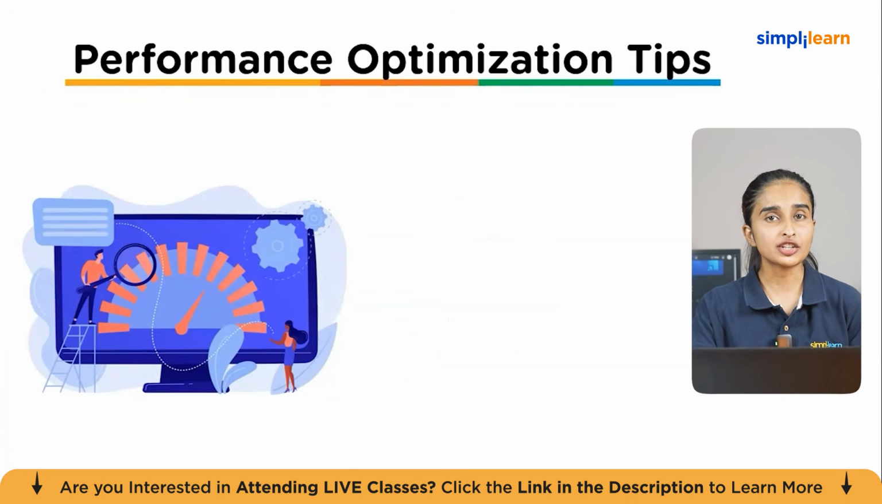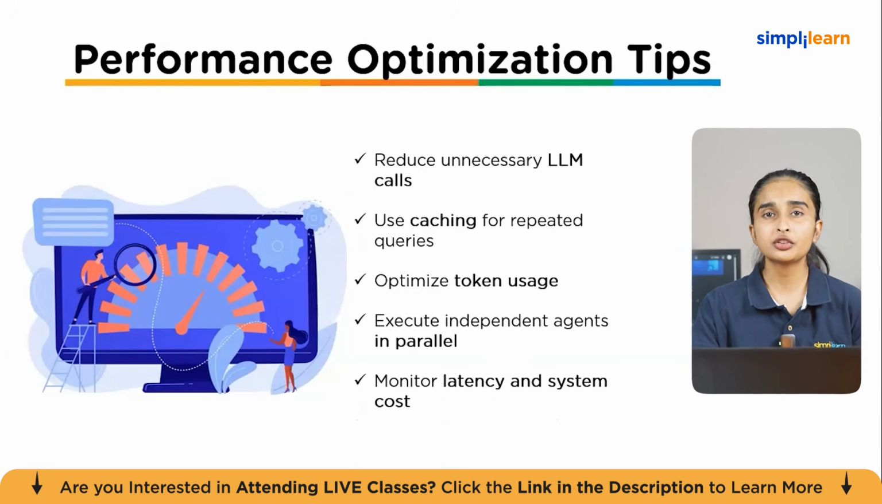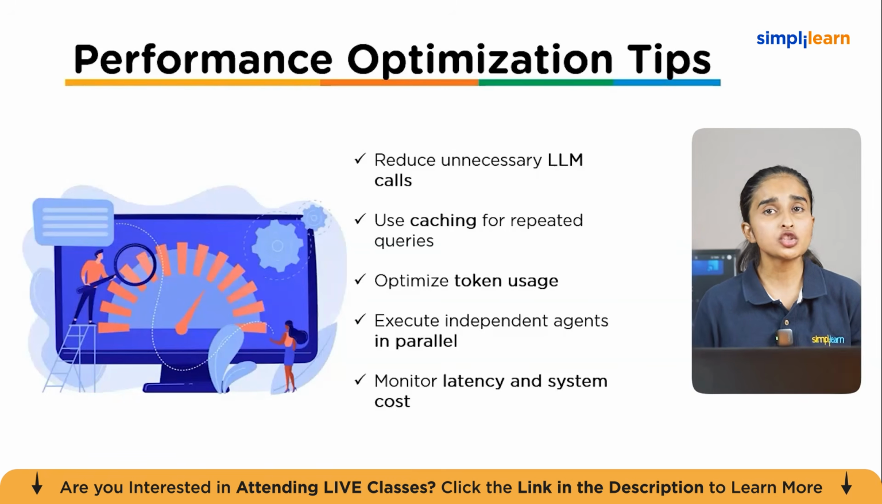At the beginning of this section, let us talk about making these systems more efficient. One useful tip is to reduce unnecessary model calls. If the same kind of request is being made again and again without a good reason, that slows down things and increases cost. Another tip is to use caching for repeated queries. Caching helps store previous results so that the system does not have to do the same work every time. We should also optimize token usage, because large inputs and outputs can quickly become expensive and slow.